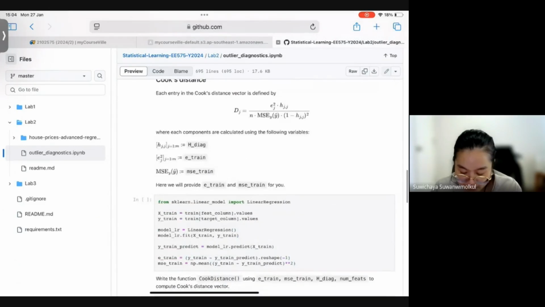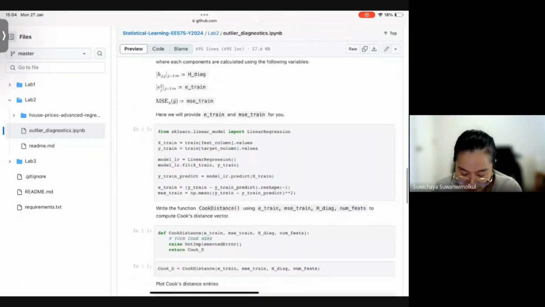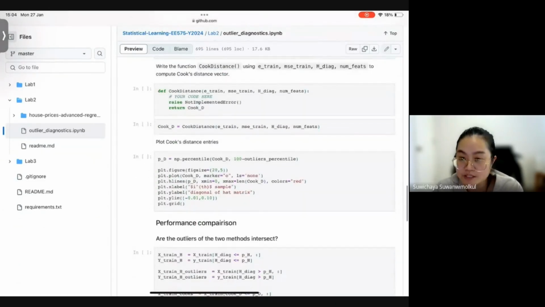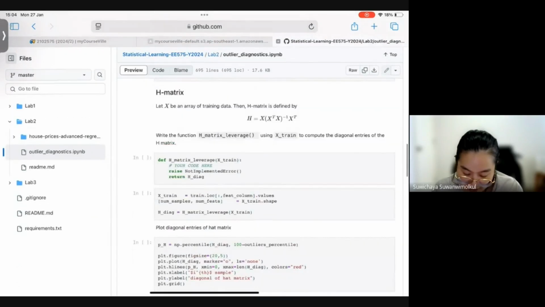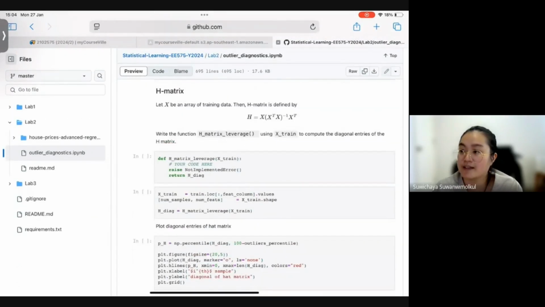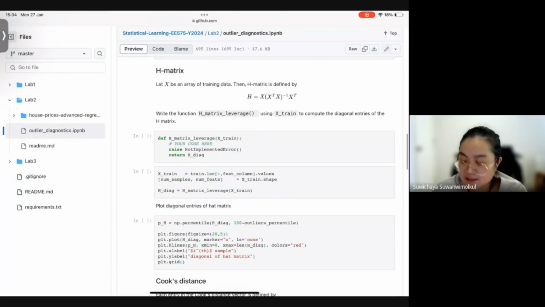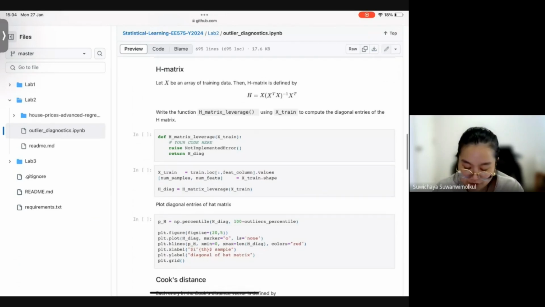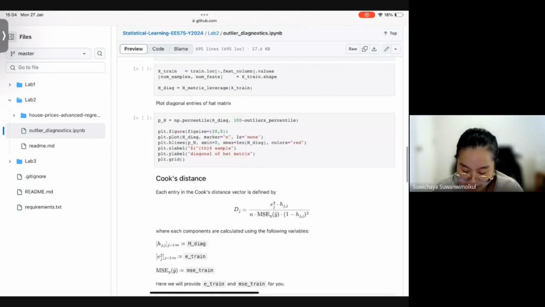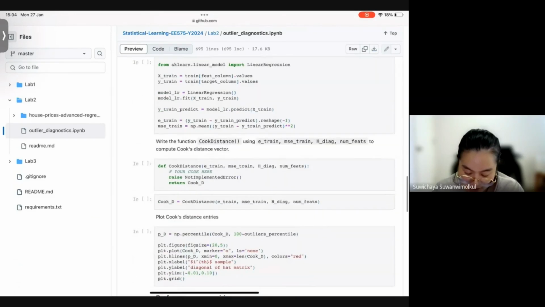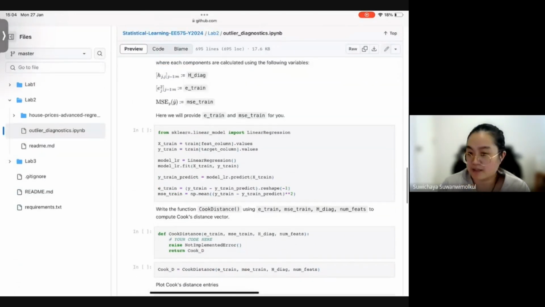Actually, your score will be based on the accuracy of the Cook's distance and the hat matrix, and that's it. And I thought I will see if it's possible that all the students can finish this hat matrix and the Cook's distance, which maybe would be the lab exercise.